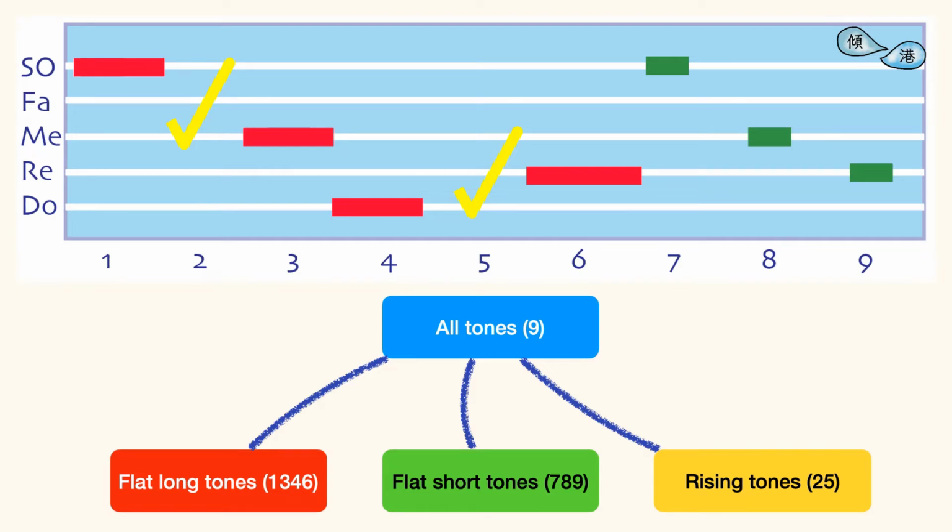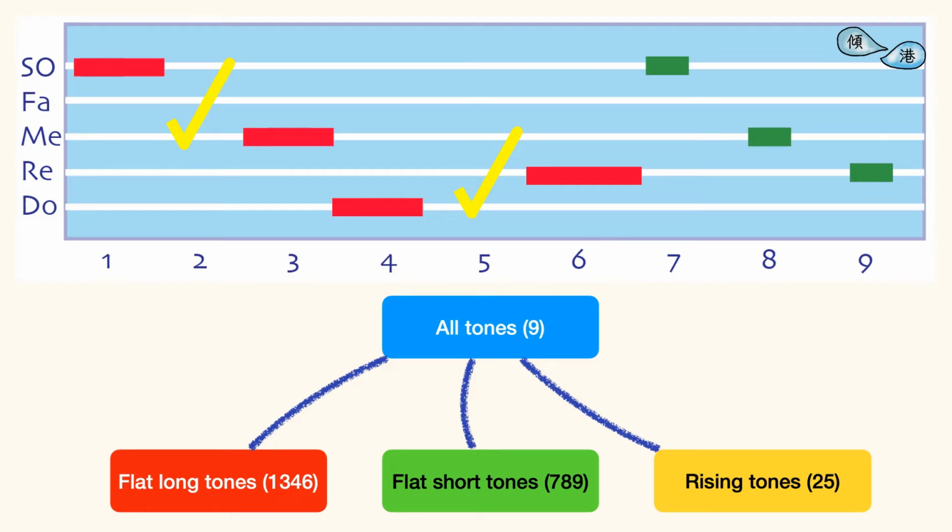For better understanding, we have divided the 9 tones into 3 categories: flat long tones, flat short tones, and rising tones. Flat tones stay on the same note, which are demonstrated by horizontal lines in the picture. Flat long tones sound longer. They include tones 1, 3, 4, and 6. Flat short tones end early. They include tones 7, 8, and 9.